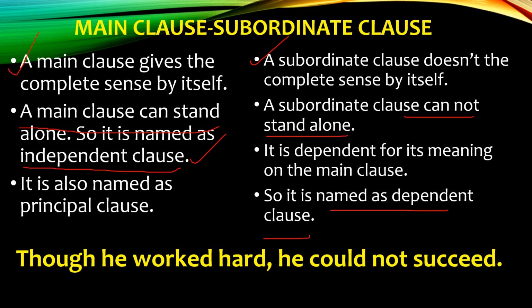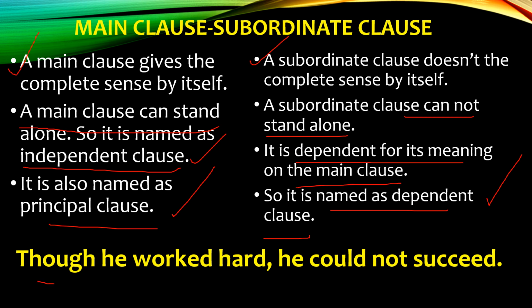It is named as principal clause also. What is named as principal clause? Main clause. So the other names of main clause are independent clause or principal clause. These are the other two names. The other name of subordinate clause is dependent clause. Why? Because it is dependent for its meaning on the main clause.